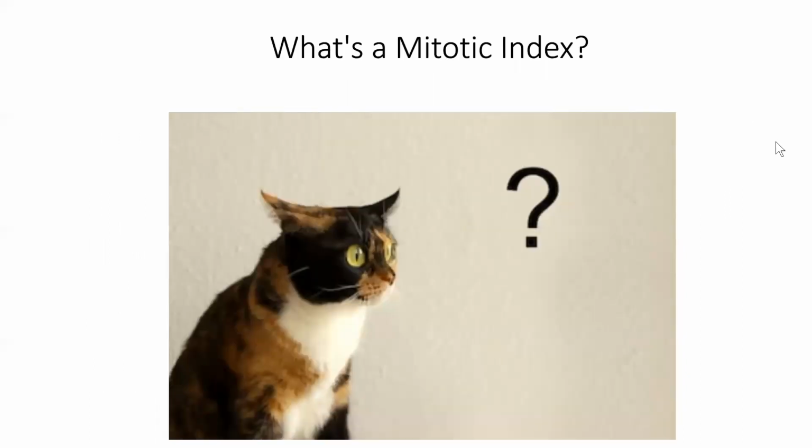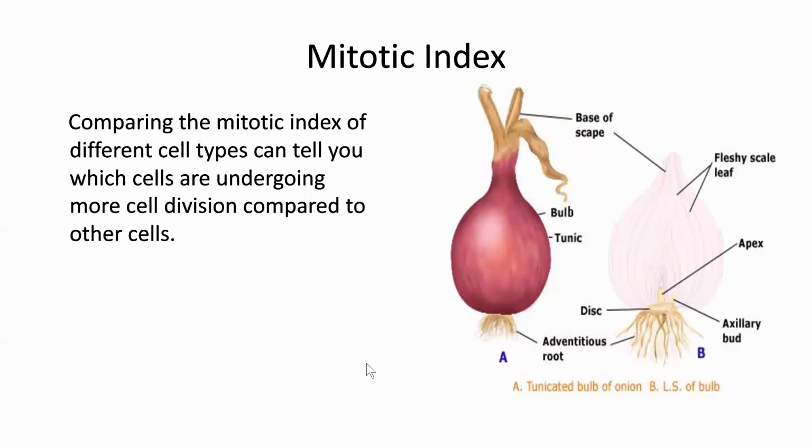All right. So now our second question of this lecture is, what is a mitotic index? And the answer is, a mitotic index is a way to compare how much mitosis a cell is doing. So different types of cells do mitosis at different rates. And I have a picture of an onion plant here. So this is a red onion that you would put in your salad.